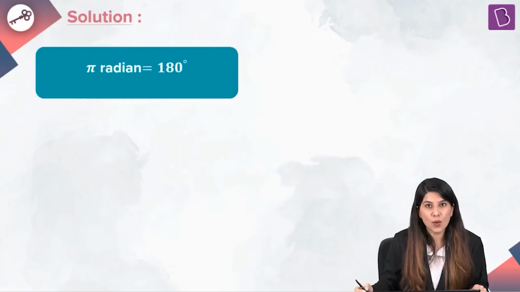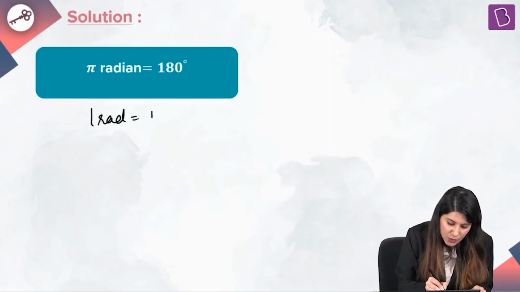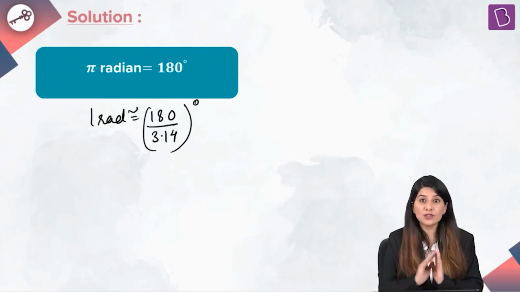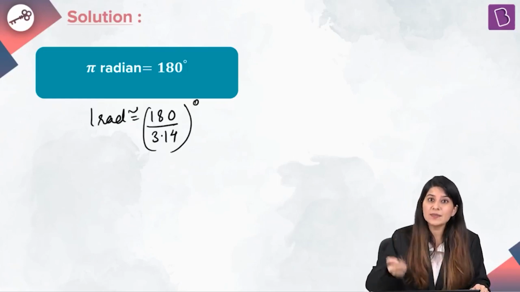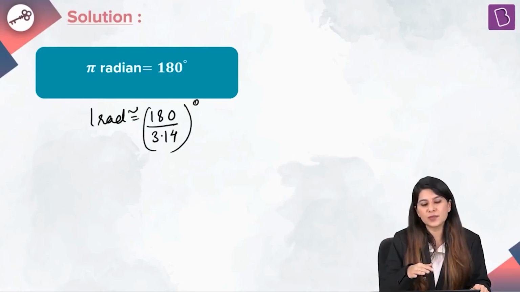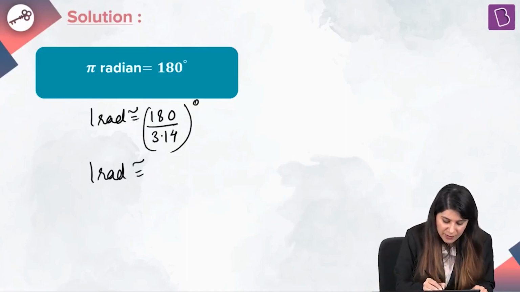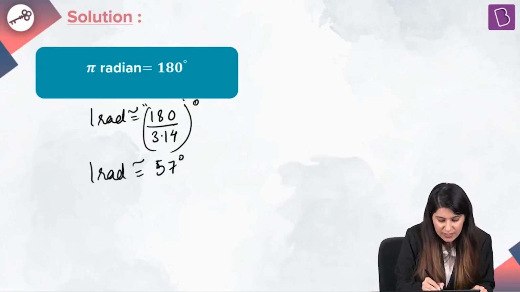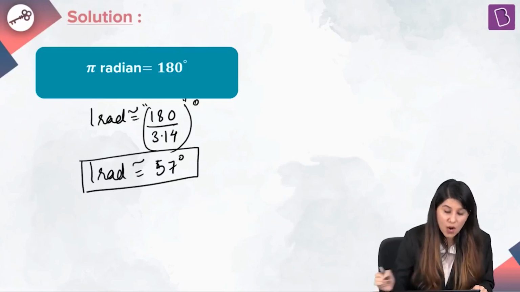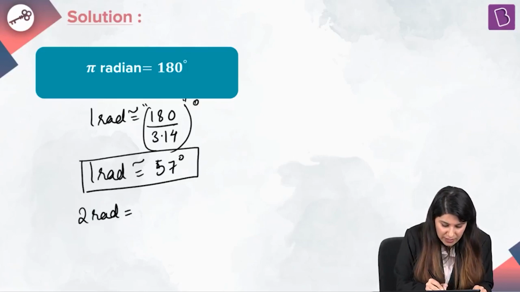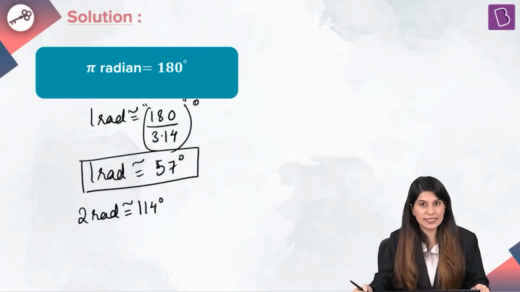For that, we know this relation. Pi radian is equal to what? 180 degrees. That gives me 1 radian is equal to 180 degree by 3.14. That means 180 by 3.14 degrees, and this is approximate, because pi is not equal to 3.14. Pi is approximately equal to 3.14. We are going to get the approximate value of 1 radian in degrees. So 1 radian will be approximately equal to 57 degrees if you calculate this. I want you to remember this. 1 radian is approximately equal to 57 degrees. That gives me 2 radian is approximately equal to 114 degrees.